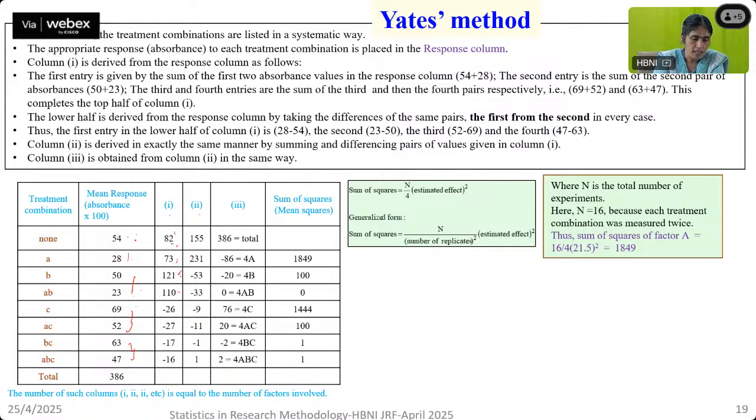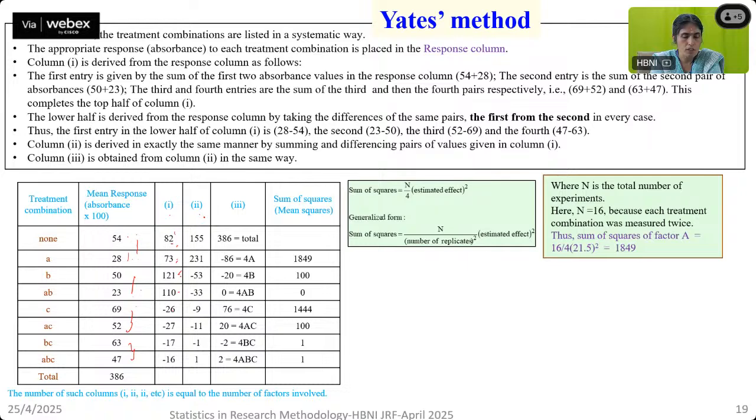What you do is make them into pairs, adjacent pairs, sum them and fill the first 4 rows. In the remaining 4 rows, the pairs which we had done summation, take them in the reverse order and subtract. That way you construct the table, column 1 of this table. That is the third column identified as column 1.